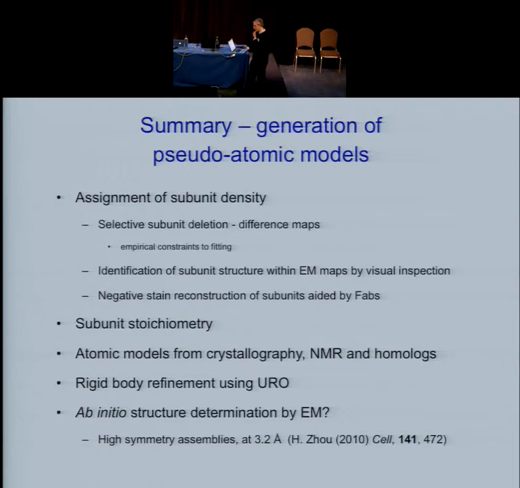And this has been possible so far, actually, for very high symmetry assemblies, such as viruses. There's work published 2 years ago by Hong Zhou showing that a non-enveloped virus could be determined to 3.2 angstrom resolution. This allowed Hong Zhou's lab to determine ab initio the structure of the subunits of the proteins of the virus. So in principle, if EM can be extended to high enough resolution, one can actually use it to determine ab initio structures. But that's not yet been possible for asymmetric structures. It's only been possible for high symmetry structures such as viruses.